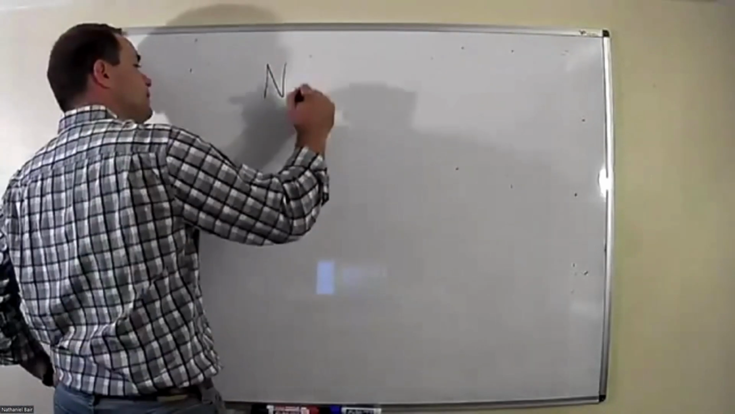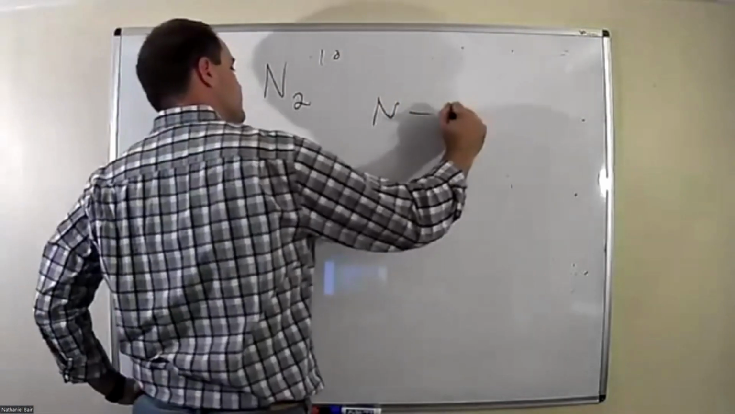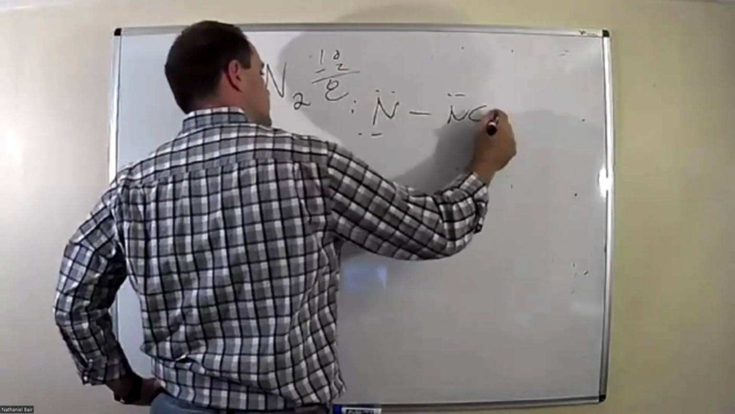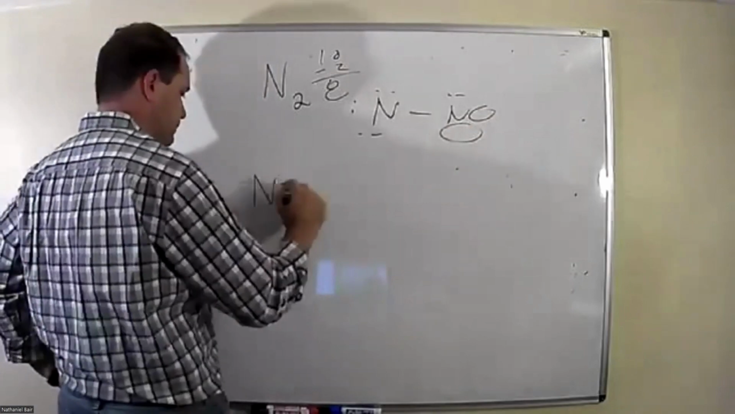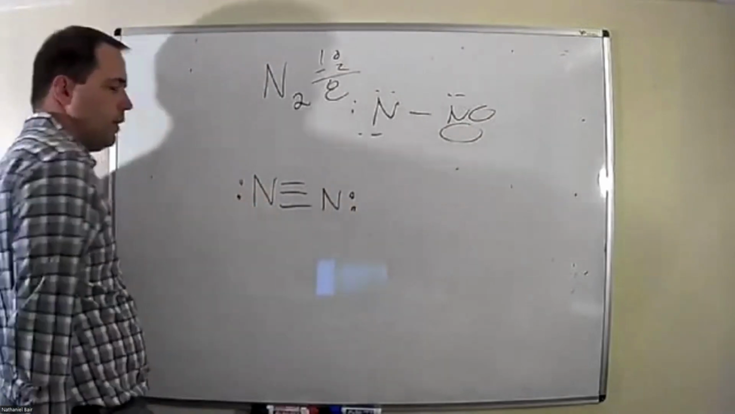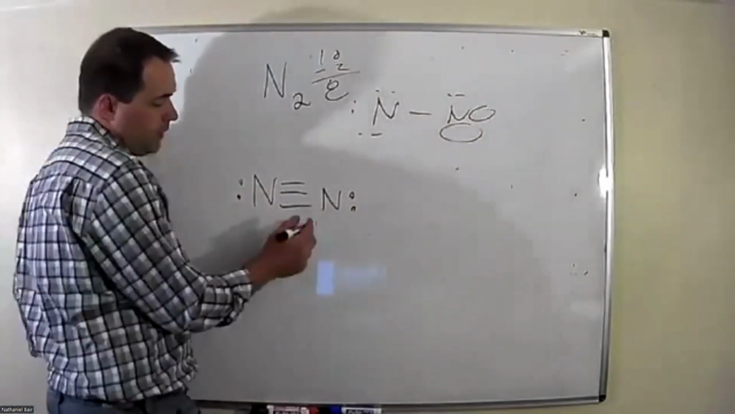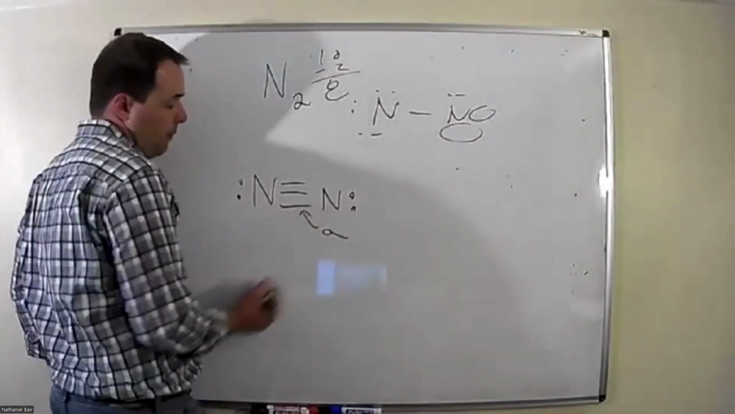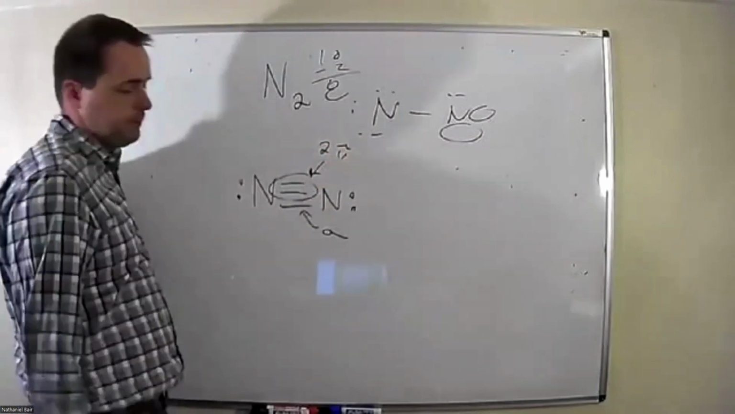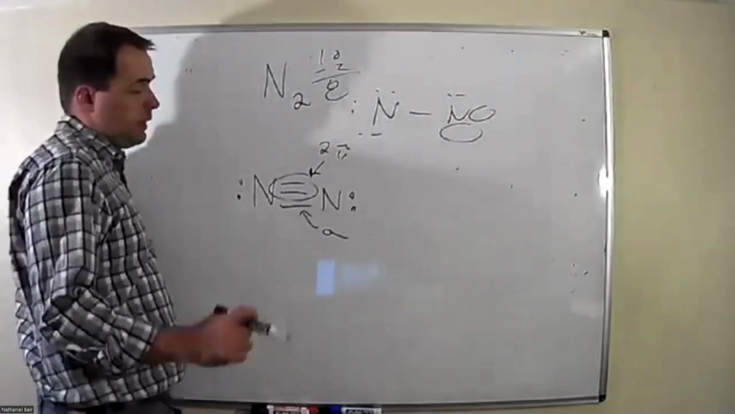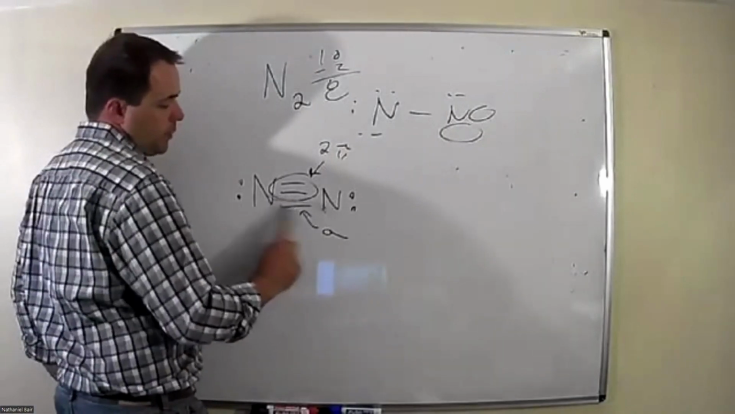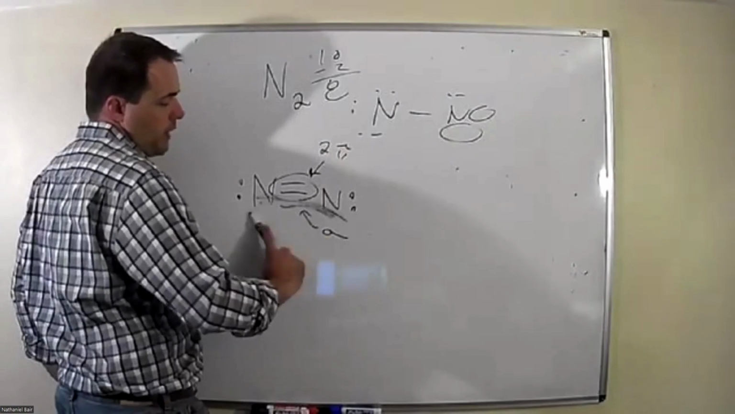So if we have N2, the first bond is a sigma bond, but everything else is pi. So there's 2 pi bonds. Here's what this would look like. This gets trippy, folks. The first 2 electrons in the sigma get shared back and forth between the two atoms like that.